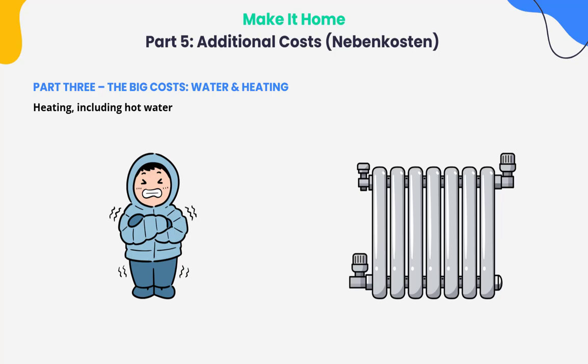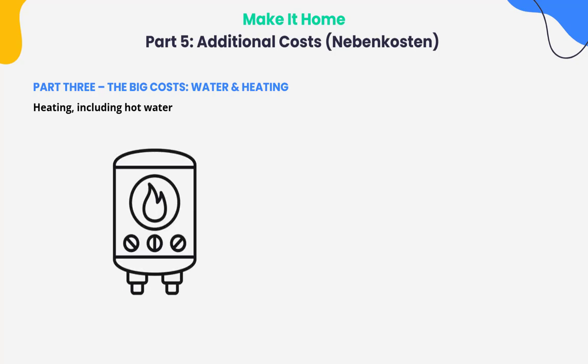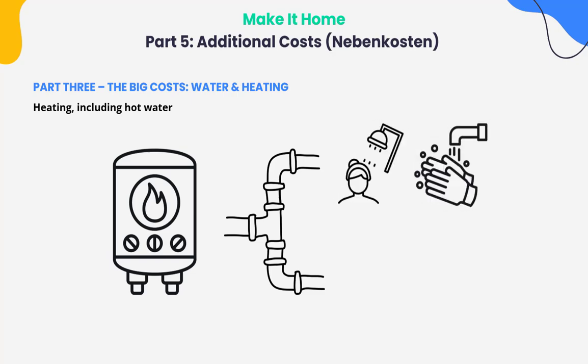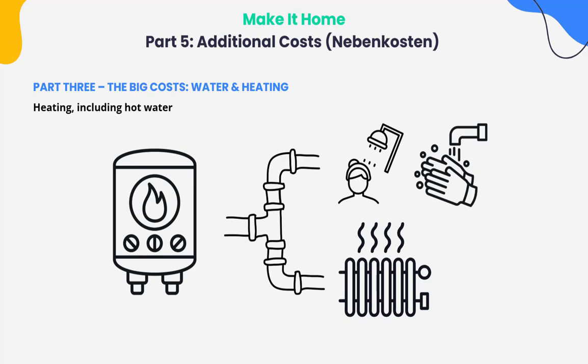Here is the basic idea of how the common heating system works in Germany. There is a boiler. The boiler heats the water, then the hot water is sent to your taps and shower as hot water, and also circulated through radiators to heat the apartment. Usually each room in your apartment will have a radiator.